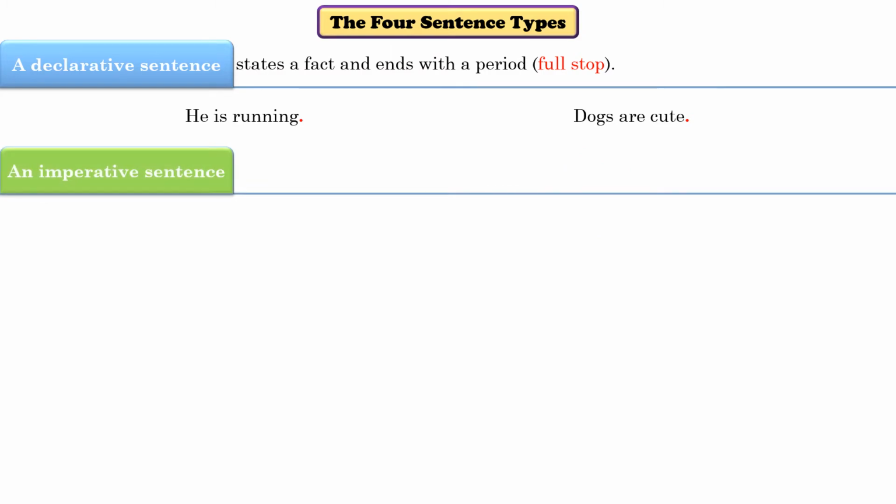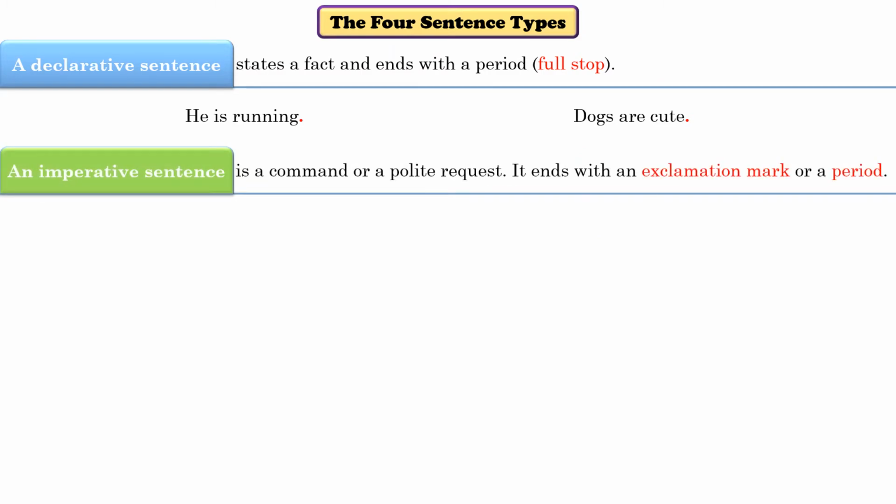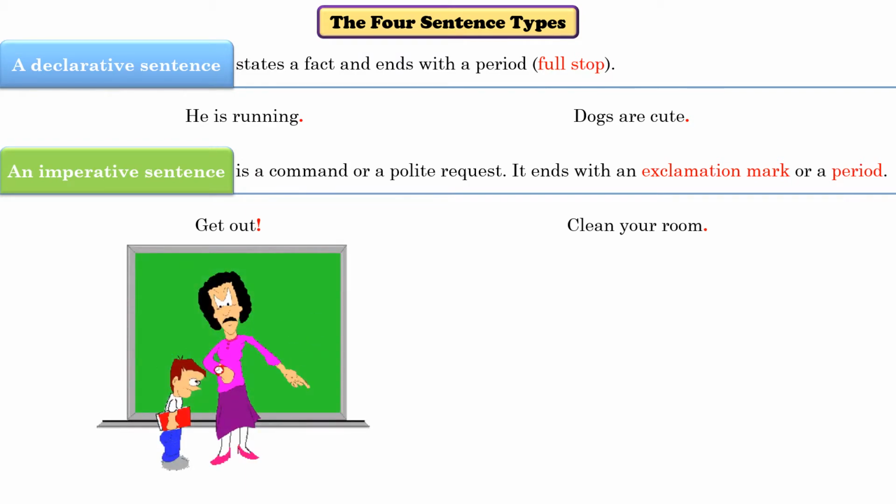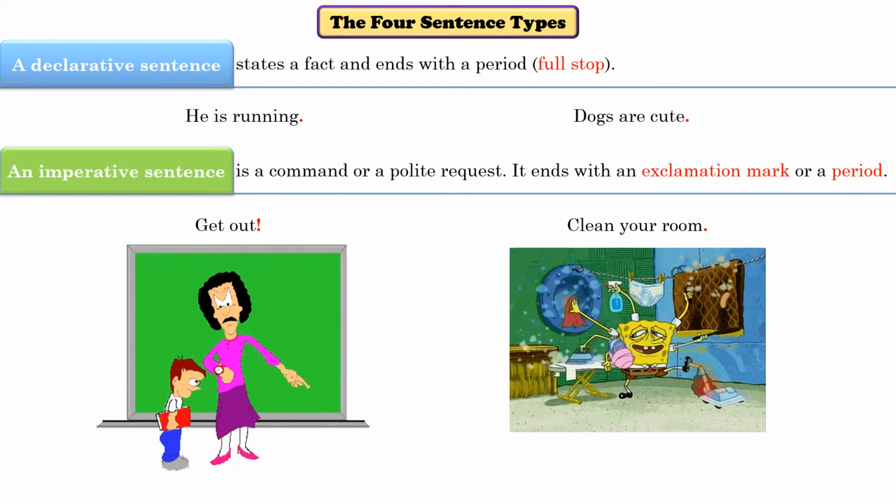An imperative sentence is a command or a polite request. It ends with an exclamation mark or a period. Example: Get out. Clean your room.